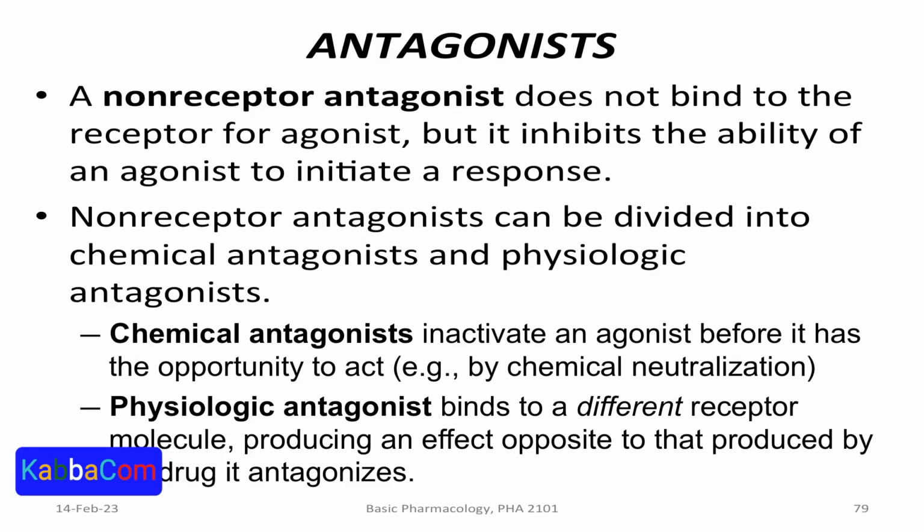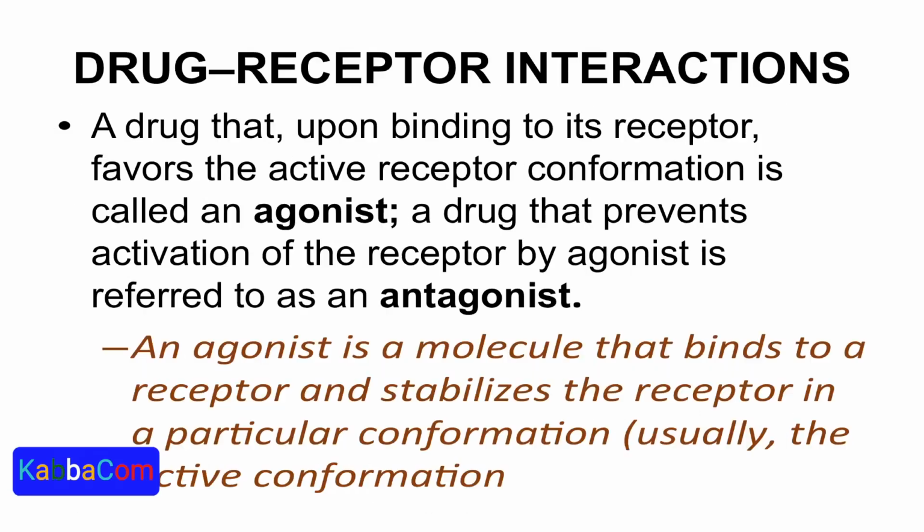On the other hand, if a drug just binds to a receptor without activating it, but is preventing access to this receptor by an agonist, or by the would-be drug that would otherwise activate that receptor, that is referred to as an antagonist. So by definition, an agonist is a molecule that binds to a receptor and stabilizes the receptor in a particular conformation, usually the active conformation, and generally produces an effect.